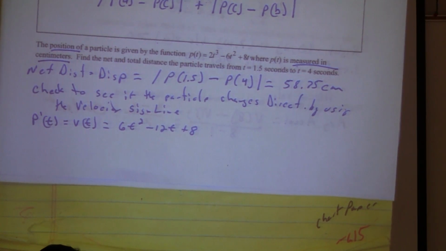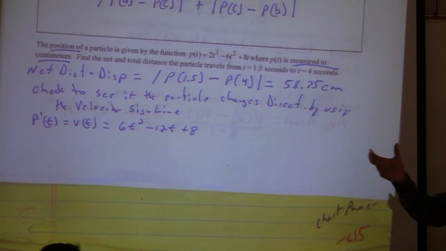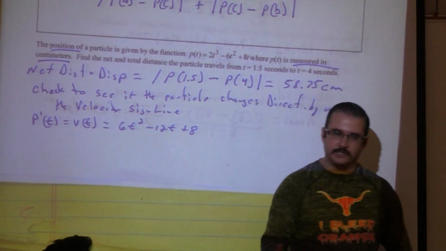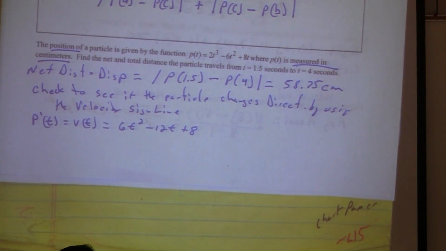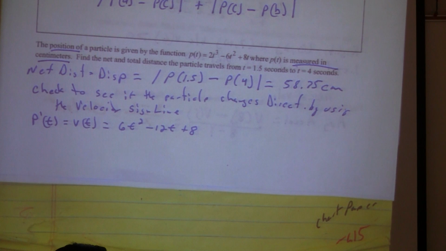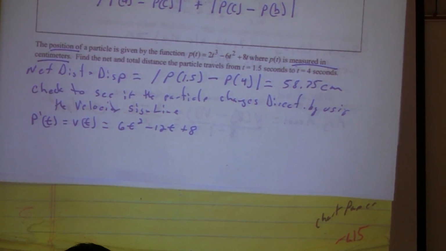Will it ever be a different sign? No, the only way it could change signs is if it crossed the x-axis. We know it doesn't cross the x-axis and it is opening up. This is a parabola that opens up, right? So if it never crosses the x-axis and it's opening up, that means that it's always positive, so therefore it's always traveling in the right direction. So therefore the total distance will be the same as the net distance.